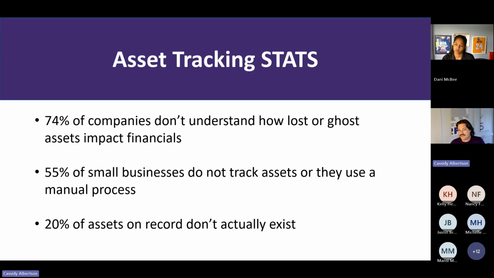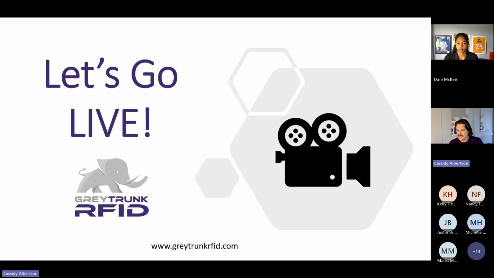And in fact, 55% of small businesses don't track assets at all, or they choose to use a manual process, which can be very time consuming. And finally, 20% of assets on record don't actually exist. This is typical of asset management run through Excel spreadsheets, and maybe just one person knows exactly where it is at all times, but the rest of the company doesn't know. So being able to have that visibility is increasingly important.